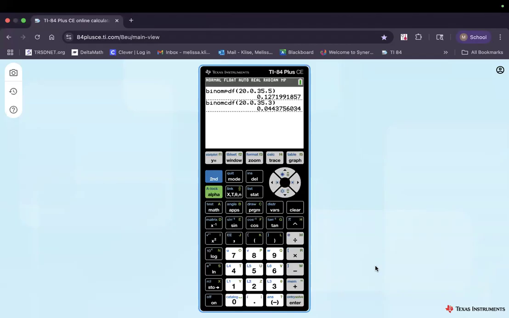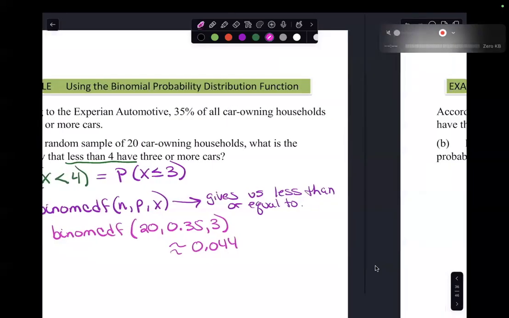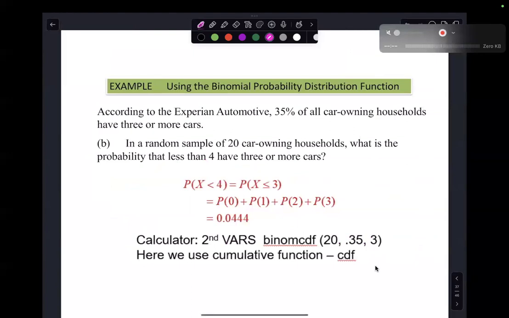Questions on this? Okay. We're going to bring it all together, unless you have a question before we move on. Okay.